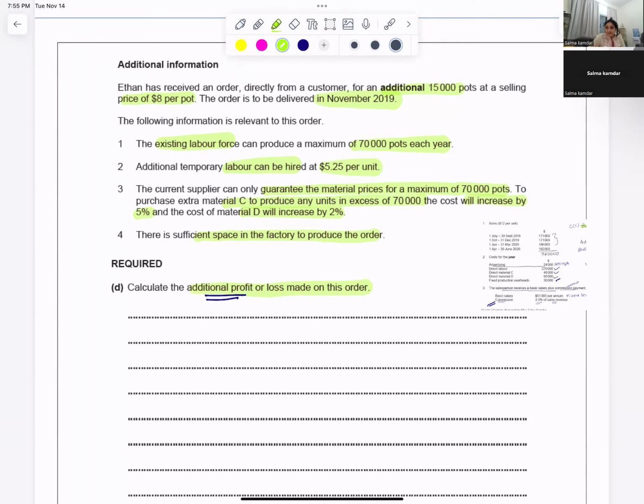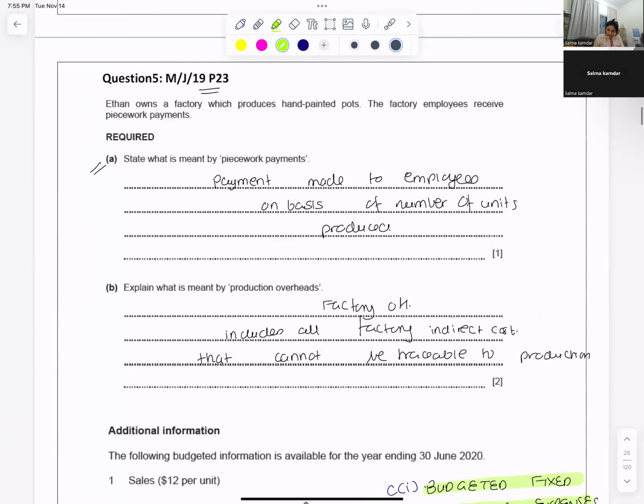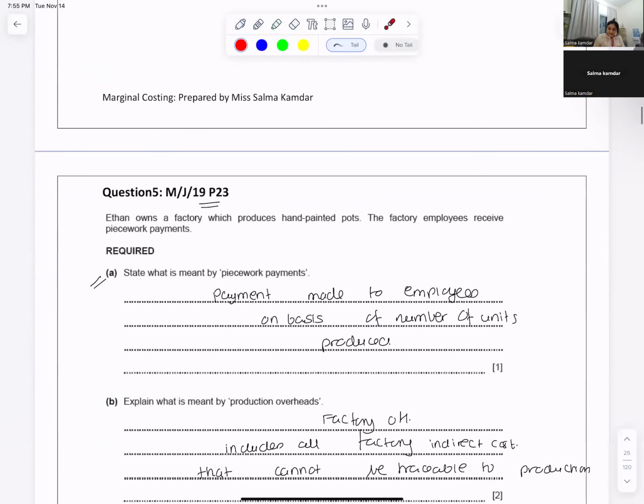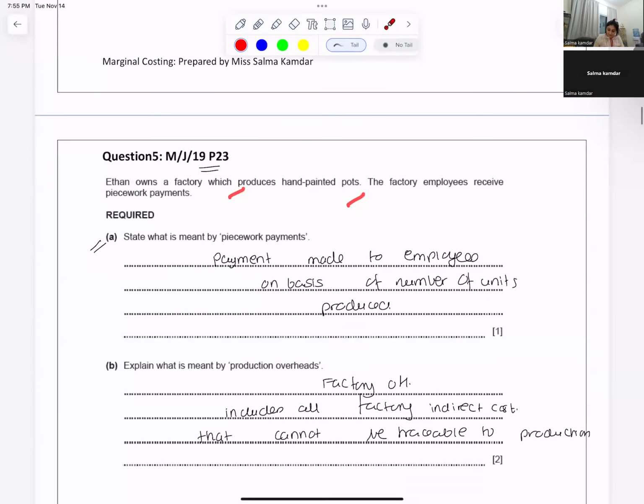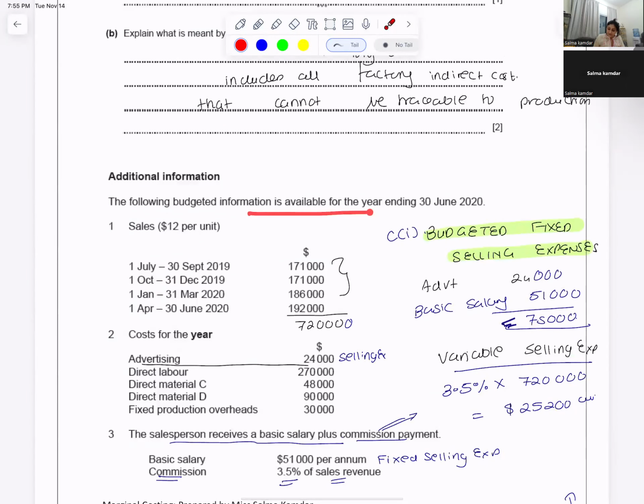So what is my current capacity? I need to check it, so I will look at the question. Ethan is a factory, he makes hand painted pots. This is the budgeted information, and our normal selling price is 12 per unit. 720,000 is the sales divided by 12, so 60,000 pots. My budgeted sales is for 60,000 pots.